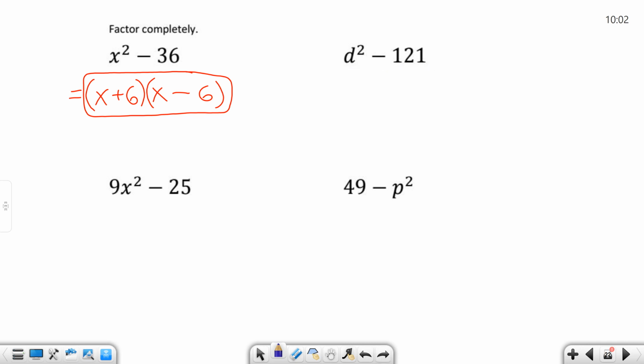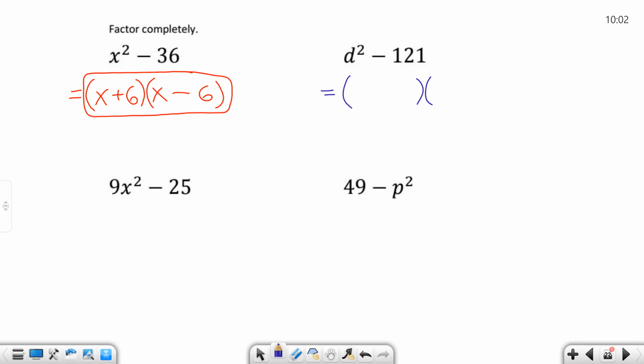So let's go to the next one here, the d squared minus 121. So if I look at this, is there a GCF? No, there's not a GCF. So 2 terms? Yep. Is it a difference? Yep. You got a positive and a negative. It's a difference. Even power? Yep. Perfect squares. That's 11 squared, and then the one out front, we know one's a perfect square. So then this is ready for this.